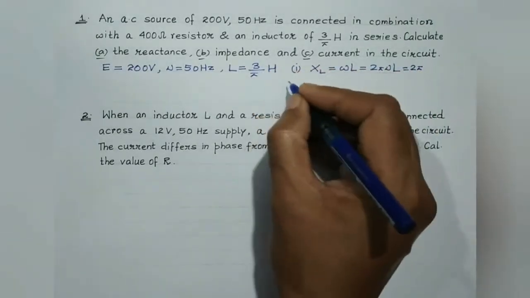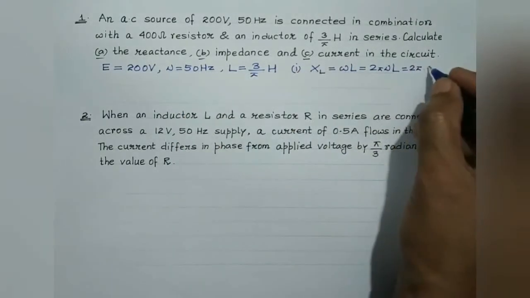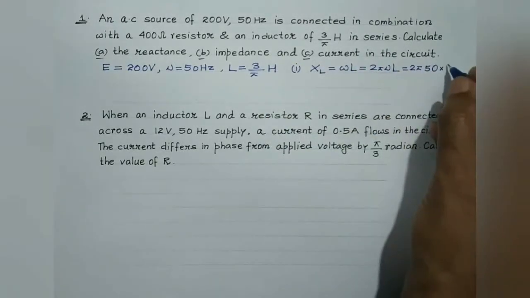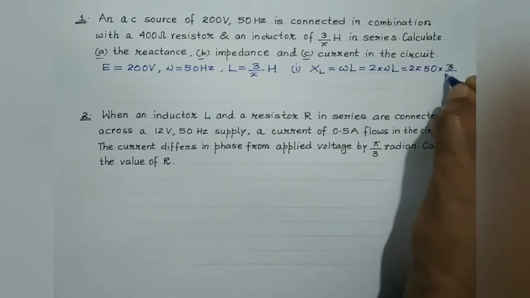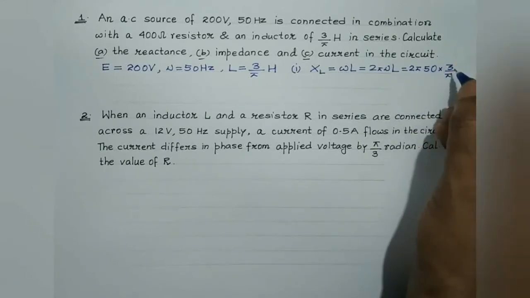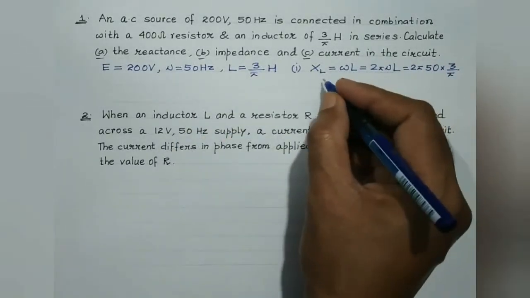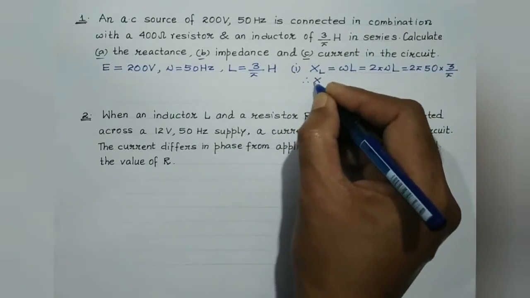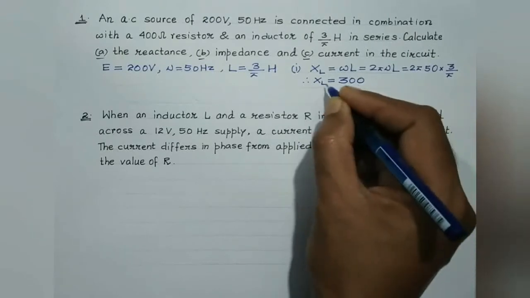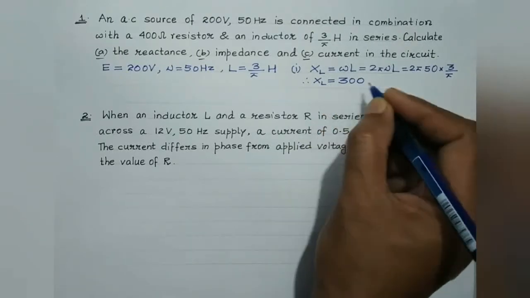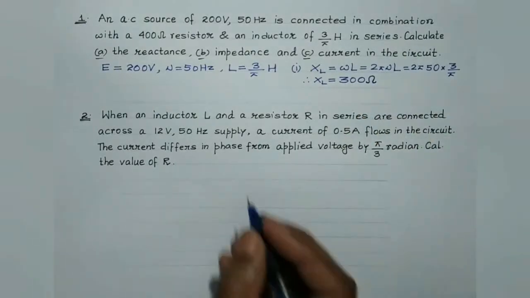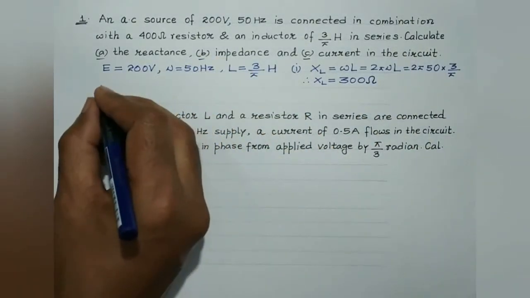2 pi, frequency is 50, multiplied by L, which is 3 by pi. So pi gets cancelled. 50 into 2 is 100, 100 into 3 is 300. Therefore, XL is equal to 300. It's the resistance offered by the inductor to the flow of current. So the SI unit is ohm, right? Let's consider the second part.